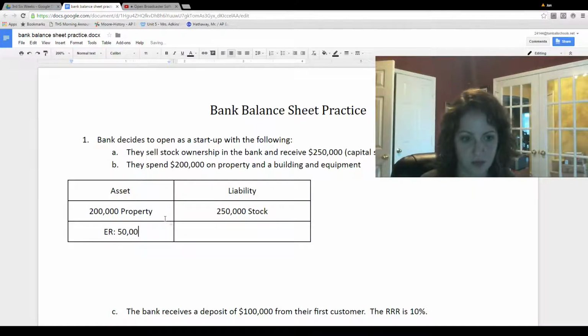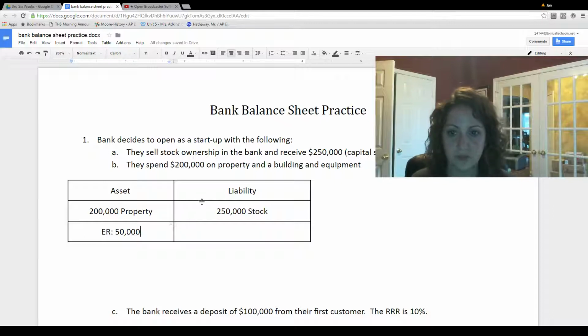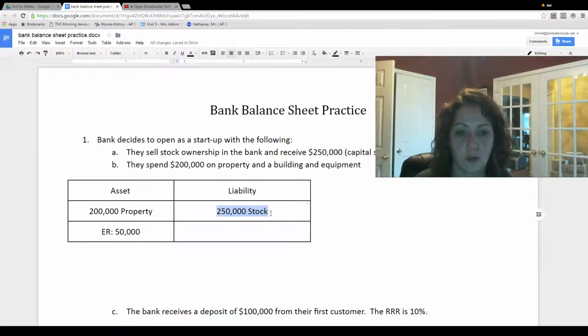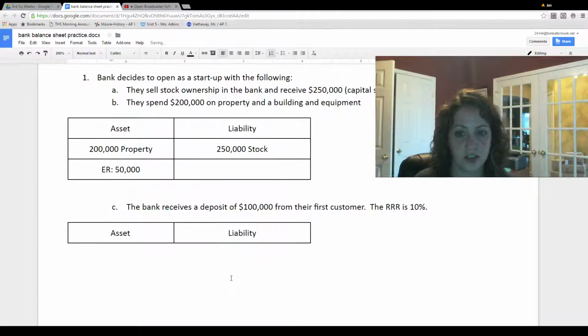Let me just explain what's really happening here. The bank has a whole bunch of shareholders that gave them $250,000, and with that money, they spent $200,000 on property and had $50,000 left over. So they received $250,000 and they spent $200,000, and they have $50,000 of excess reserves, extra money that they haven't spent. Does this equal so far? 200 plus 50 is 250, and 250 on this side, so they both equal. So we're good here. Okay, so let's look at letter C.